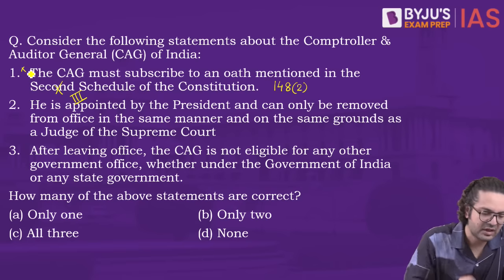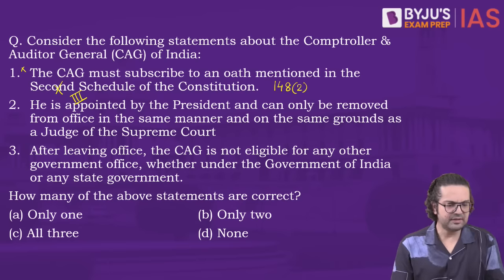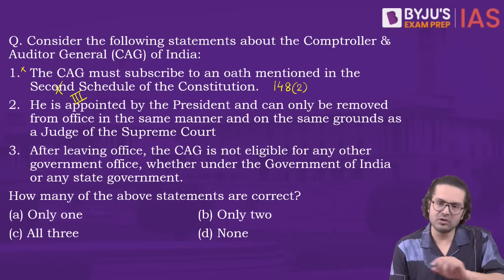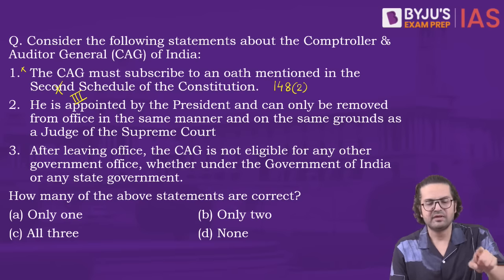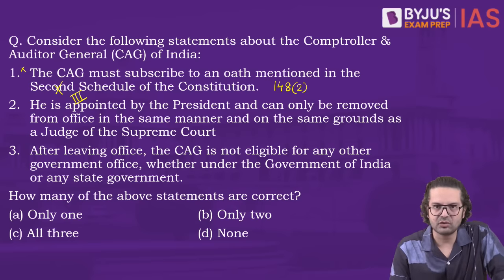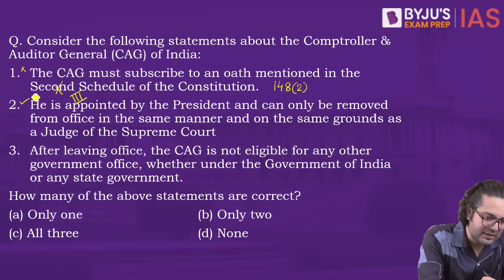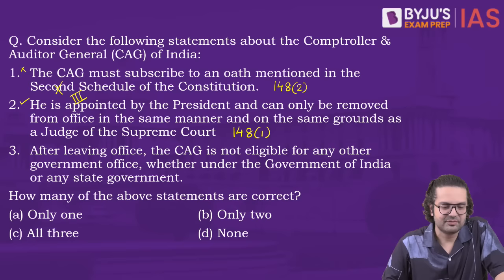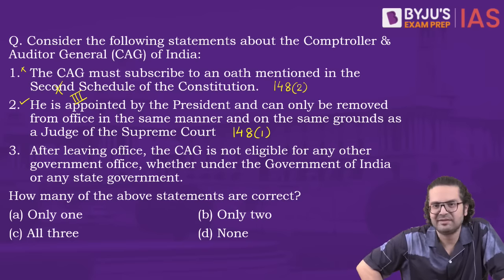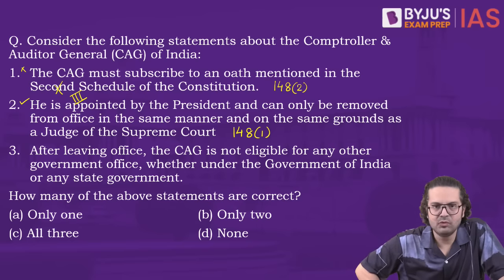1 is wrong. Number 2, he is appointed by the President and can only be removed from office in the same manner and on the same grounds as a Judge of the Supreme Court. Yes or no? Yes. Article 148, Clause 1. Appointment is a bit shady because the center appoints the CAG, but removal is independent.